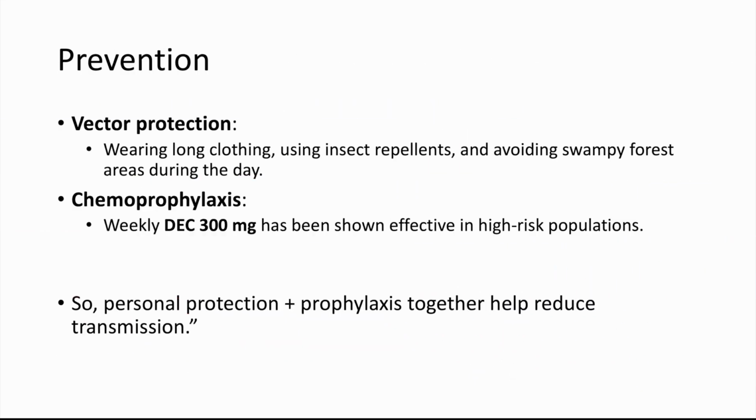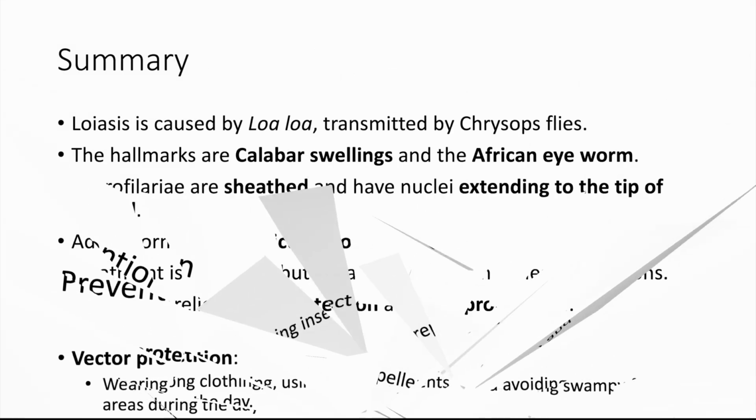Prevention strategies focus on vector protection and chemoprophylaxis. Vector protection includes wearing long clothes, using insect repellents, and avoiding swampy forest areas. For chemoprophylaxis, weekly DEC 300 mg has been shown effective in high risk populations. So personal protection and prophylaxis together help reduce transmission.